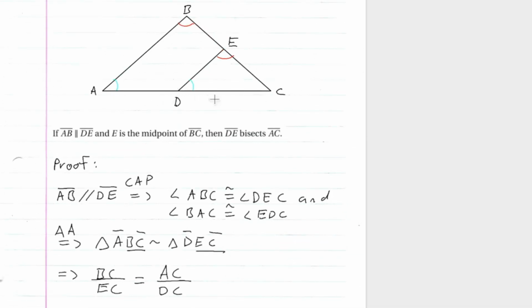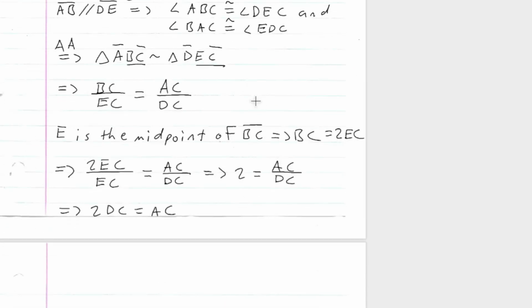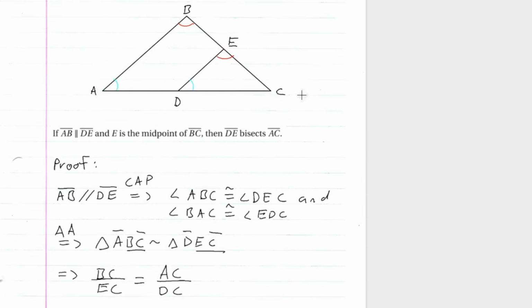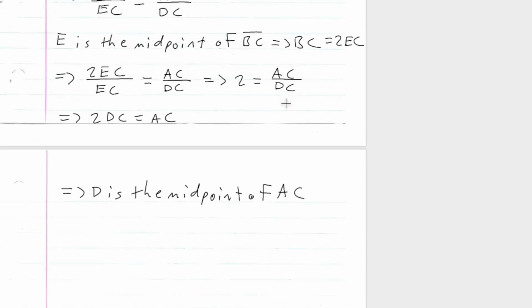So if 2 DCs equal AC, that means AD is congruent to DC, so D is the midpoint of AC. And if D is the midpoint of AC, that means this line DE bisects AC. So this implies that DE bisects AC.